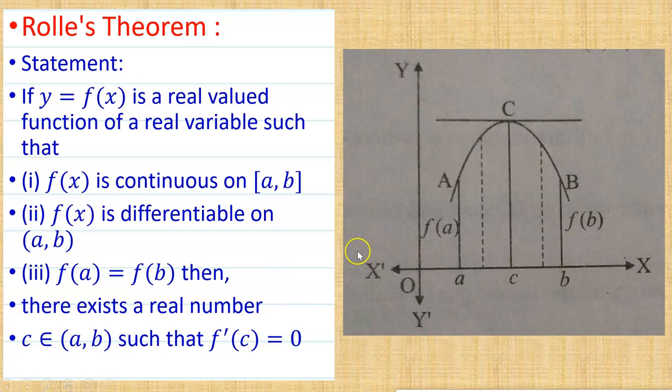Now see the figure. In this figure, this is the curve. A and B are two points on this curve, and if we draw a line parallel to the x-axis, they are on the same line. It means that their y coordinates are equal, that is, f of a equals f of b. This condition is satisfied here. And there exists a point C between A and B such that f dash of c equals 0. This is the tangent to the curve at the point C and it is parallel to the x-axis.